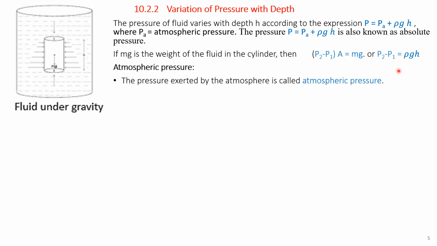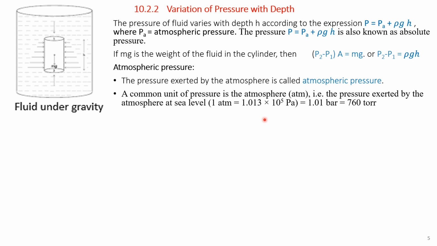Atmospheric pressure. The pressure exerted by the atmosphere is called atmospheric pressure. A common unit of atmospheric pressure is atm, that is, the pressure exerted by the atmosphere at sea level, whose value is 1 atm equal to 1.013 times 10 to the power of 5 pascals. That is equal to 1.01 bar, or it is also expressed as 760 torr.